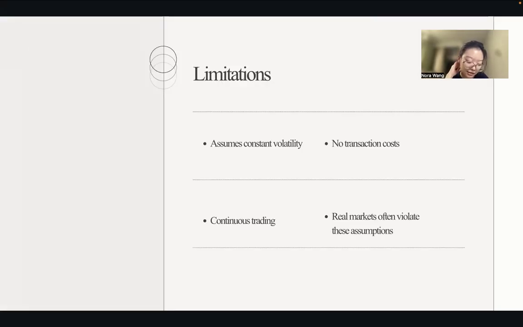Of course, the Black-Scholes model has some limitations. It assumes constant volatility, no transaction costs, and continuous trading. And we all know in the real market, it often violates those assumptions, which is why more advanced models continue to be developed. But despite these limitations, Black-Scholes remains an essential tool in the finance world.